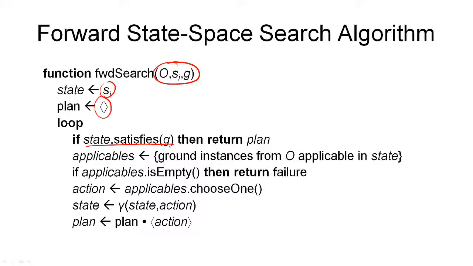And then it generates all the applicable actions in the current state. If there are none, then of course we have failed. Otherwise, it just chooses one of the applicable actions. That is our new action that we apply in our state. Then we go to a new state by going forward from our current state and extend our plan with this current action. And we go through this loop until we have reached a goal state, and therefore we have found a plan that achieves our goal.